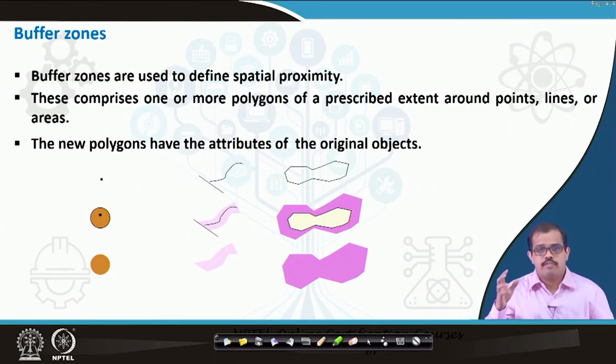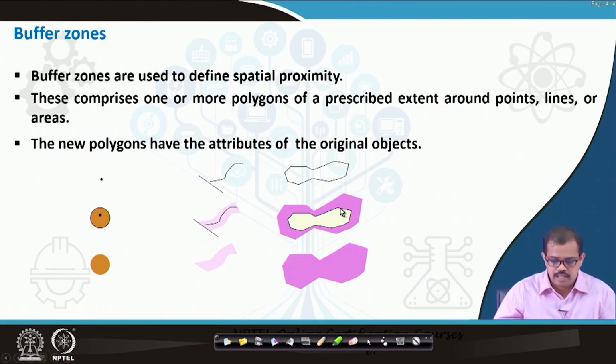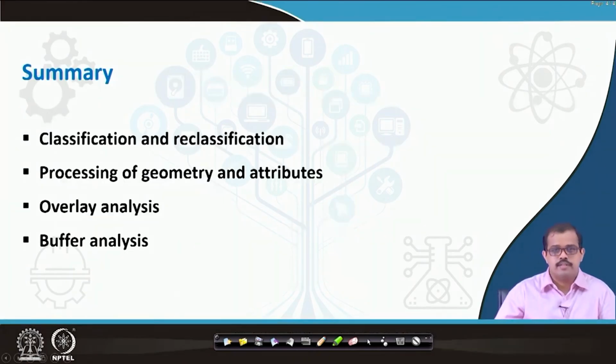Then the concept of buffer zones. Buffer zones are used to define spatial geometry. These comprise one or more polygons of a prescribed extent around points, lines or areas. The new polygons have the attributes of the original objects. When you create a buffer, the attribute is of the original objects. For example, if this is the area that I have taken, you have a buffer zone around it, and it is linked to the original objects.